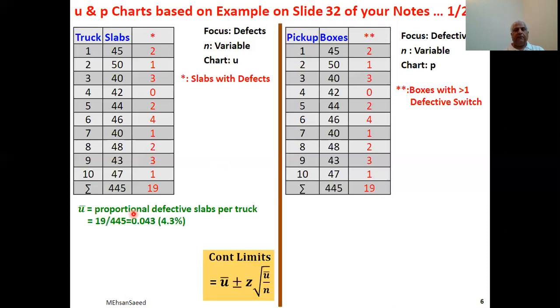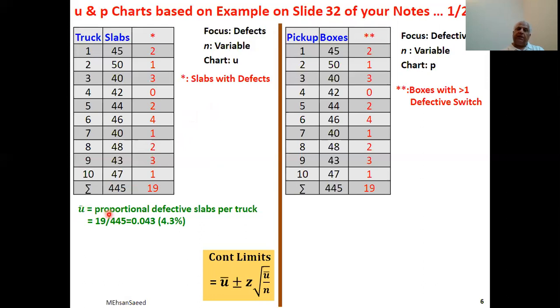Here it is. Proportional defective slabs per truck, 19 divided by 445 is equal to 0.043. And because it is a ratio, it can be expressed as a decimal fraction or as a percentage fraction or 4.3% defectives. This particular average is called U bar, and this chart is named after that. This chart is called the U chart.